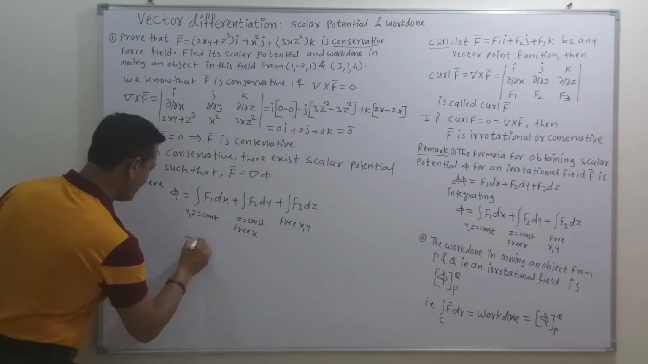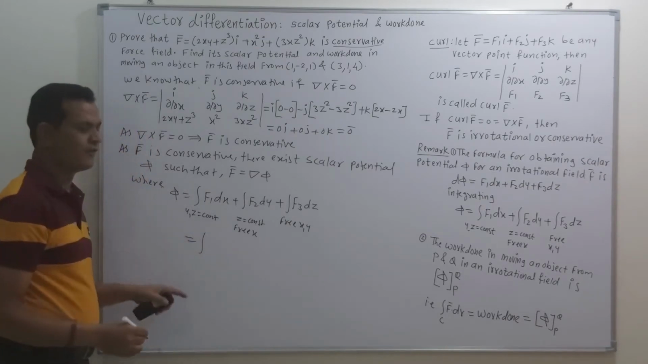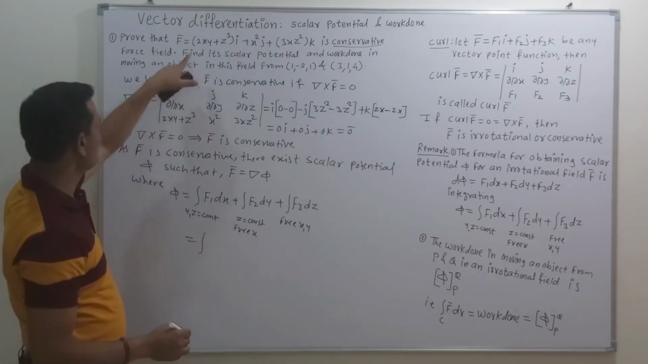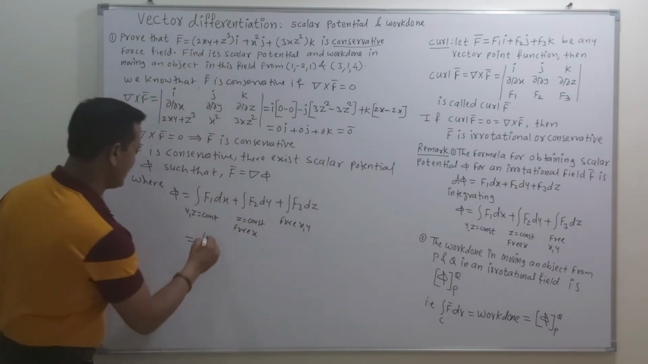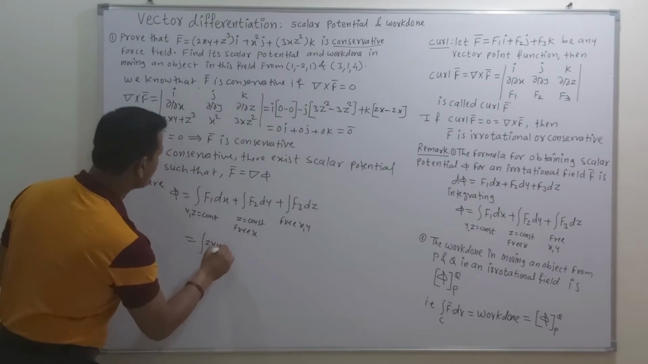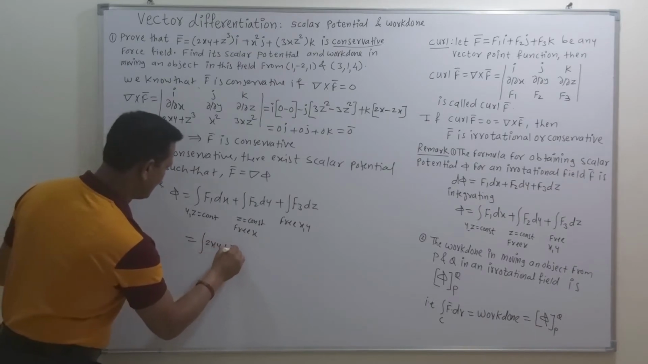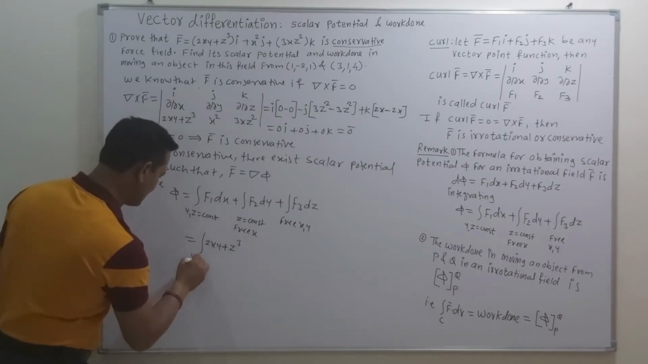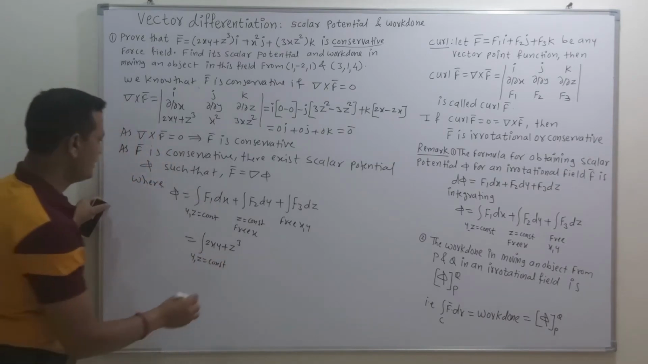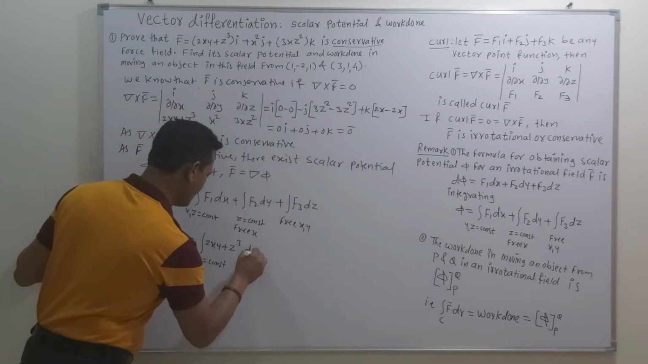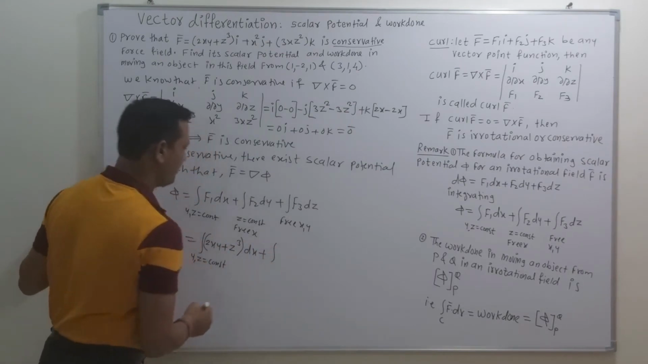So if we put the values here, this is the integration of the value of f1. The value of f1 is 2xy plus z cube. So we can write this as 2xy plus z cube, where in this integration y and z are constant, into dx. Plus, friends, write down the value of f2.